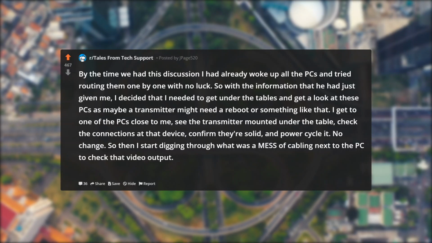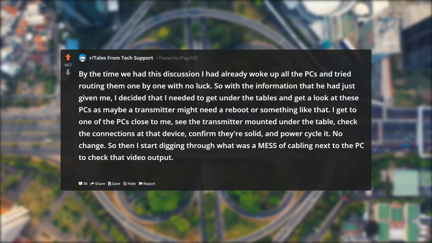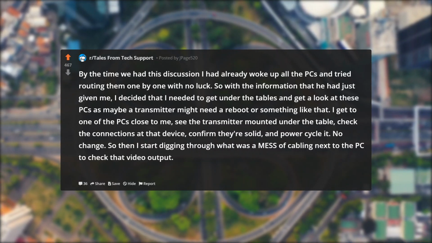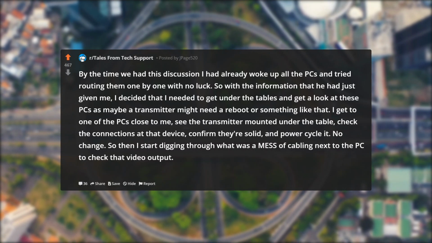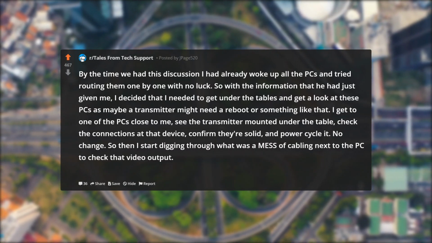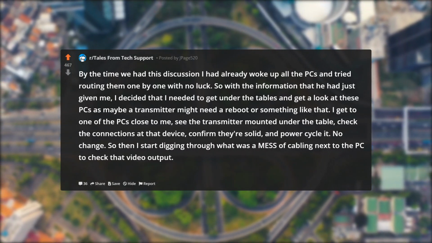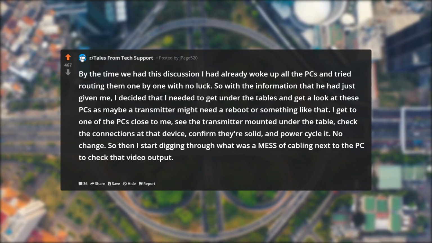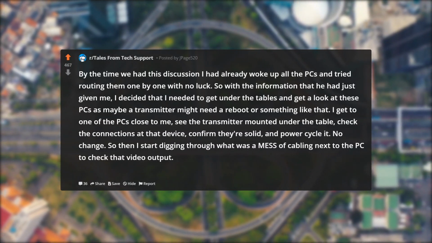So with the information that he had just given me, I decided that I needed to get under the tables and get a look at these PCs, as maybe a transmitter might need a reboot or something like that. I get to one of the PCs close to me, see the transmitter mounted under the table, check the connections at that device, confirm they're solid, and power cycle it.